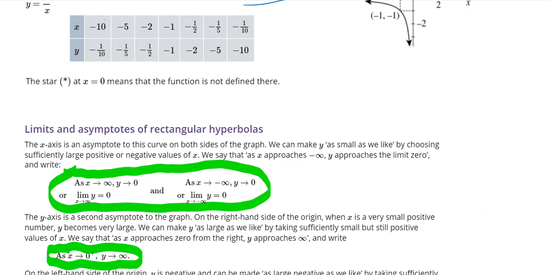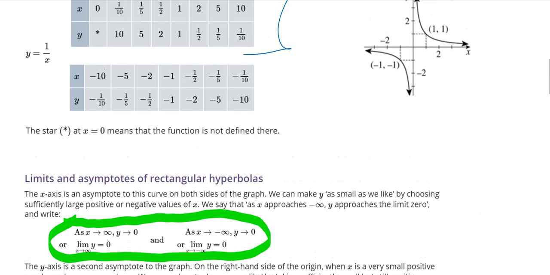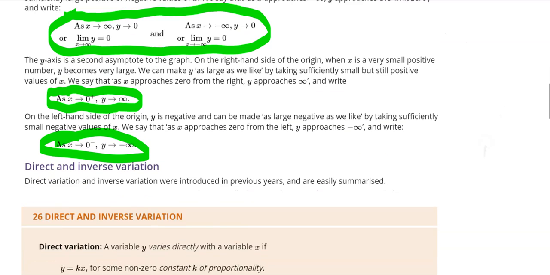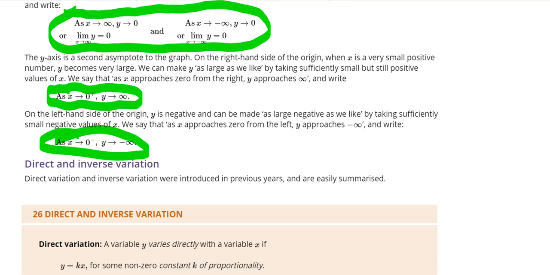And then we say as x approaches negative infinity, as we go far in this direction, y approaches the limit 0. The ways they've written that: as x approaches infinity, y approaches 0, or the limit as x approaches infinity of y equals 0. These mean the same thing, just writing it different ways. And then the other side of the graph, as x approaches negative infinity, y approaches 0, or the limit as x approaches negative infinity of y is equal to 0.